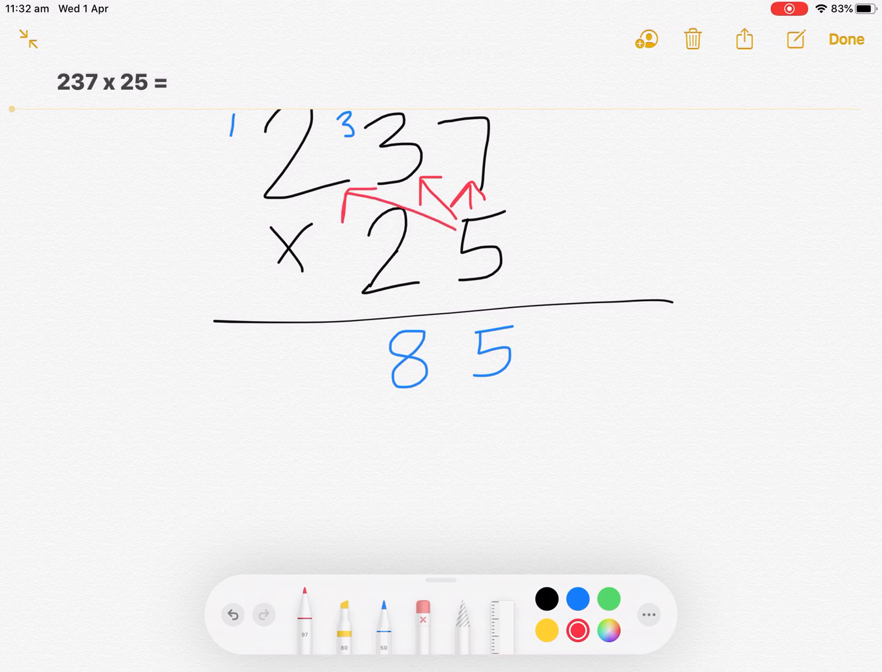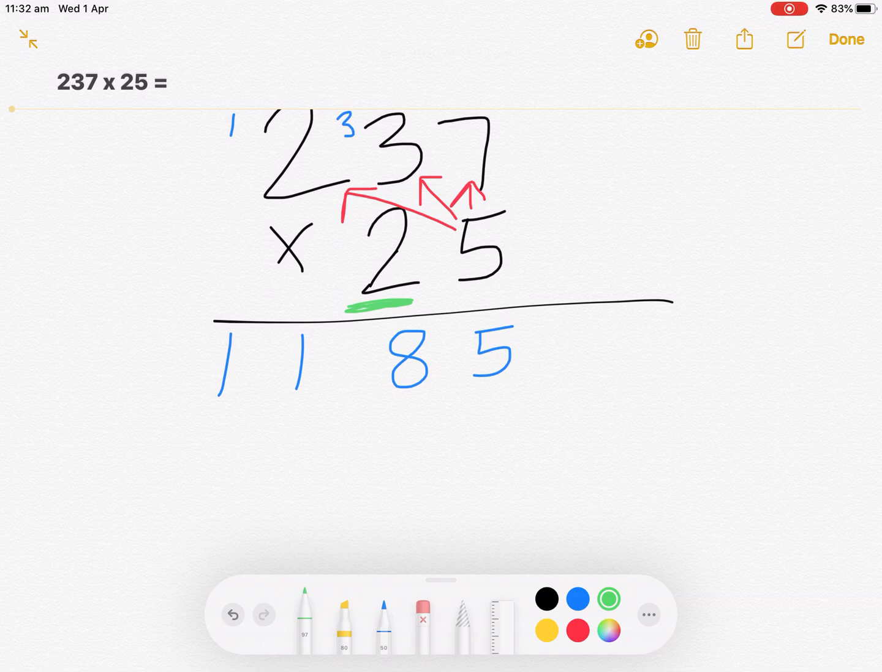Now we have 5 times 2, which is 10. So we've got 10 hundreds plus the 100 we carried over from before. So that is 11 hundreds. Now we move down to our 20 in the tens column of our multiplier.